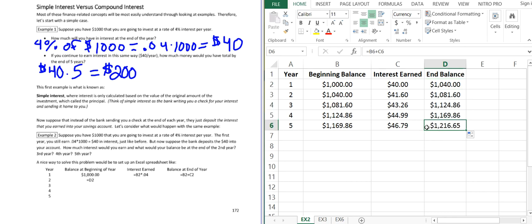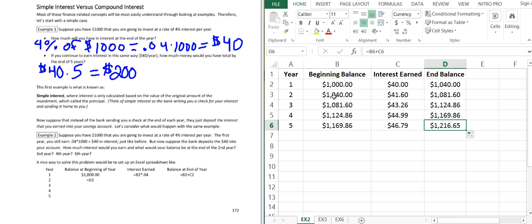So here's what I noticed. At the end of the 5 years, we have an end balance of that original $1,000 principal, but now we have an extra $216.65 as opposed to just the $200 we made over here if they just send us $40 home every year. If they put that back into our account, what happens is we get to make interest not only on the initial balance, like that $1,000, but we're also making interest on the interest from the previous year. And that happens every time.